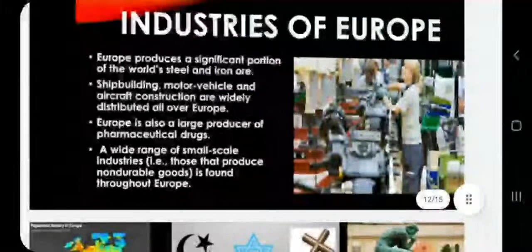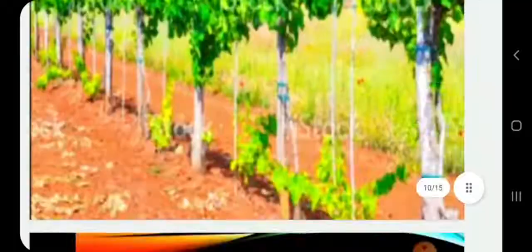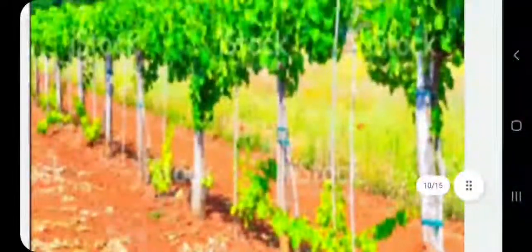Okay, next, vineyards. As for industrial crops, Russia, Ukraine, and Belarus are the largest producers of flax, hemp, sugar beets, and sunflower seeds. Tobacco is grown in Belarus. It is also important in Bulgaria, Italy, Macedonia, and Greece. They have vineyards too, very important places.